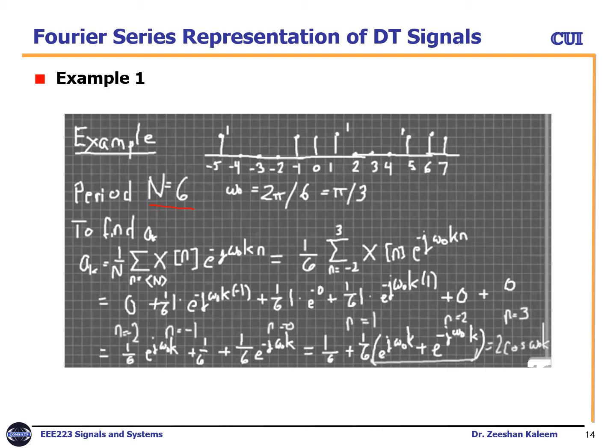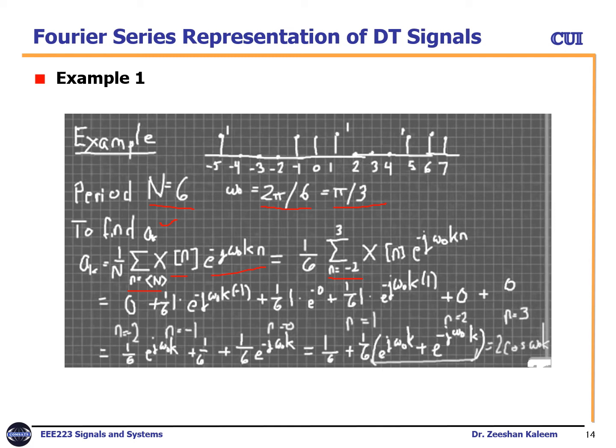So omega naught, you know, is 2 pi over N. N is 6 here, so we put the value of 6, so omega naught is pi over 3. To find the Fourier series coefficients, a_k, as we know, it's equal to 1 over N, sum over n equals 1 to N, x of n, e to the minus j omega naught k n. Here we have a period of 6, so 1 over 6, and due to periodicity we can consider any period, from 0 to 6, or from 0 to 5, or from 1 to 6, anywhere, because this is periodic.